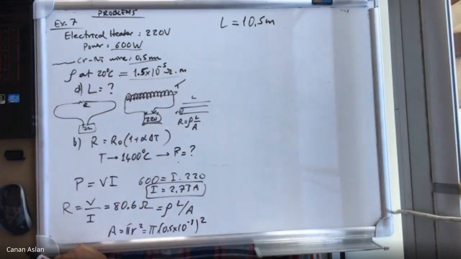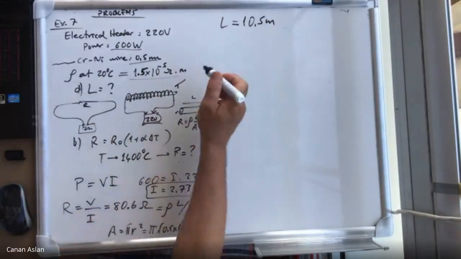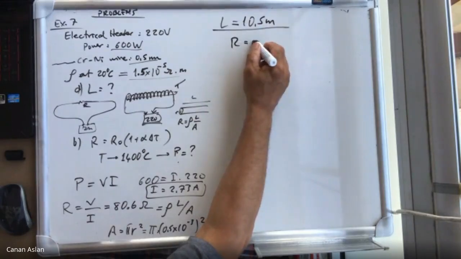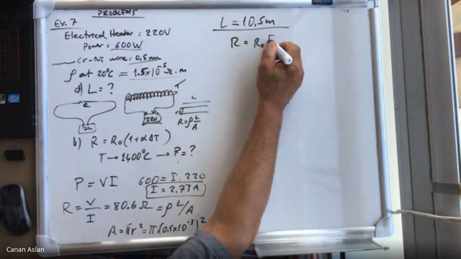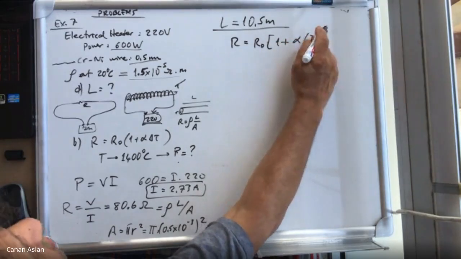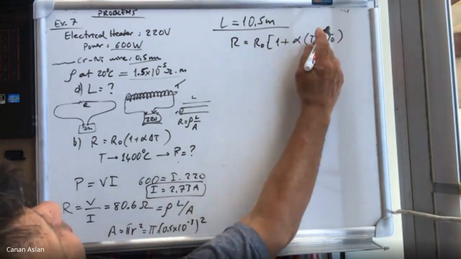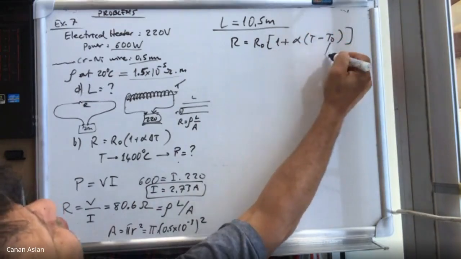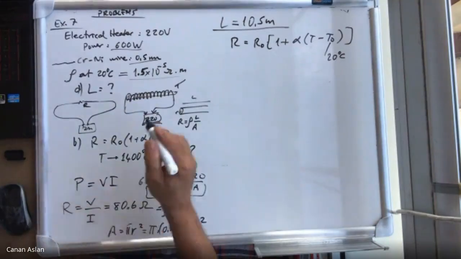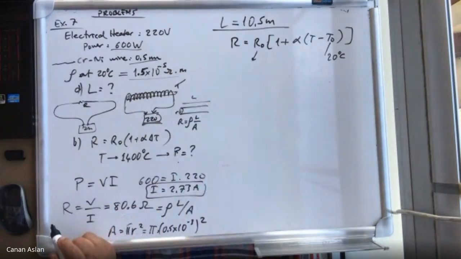So now we say that if the resistance is given by R0 times 1 plus alpha times T minus T0, this is delta T by the way, T0 being 20 degrees Celsius, and this R0 is the resistance given at that temperature, which was what?